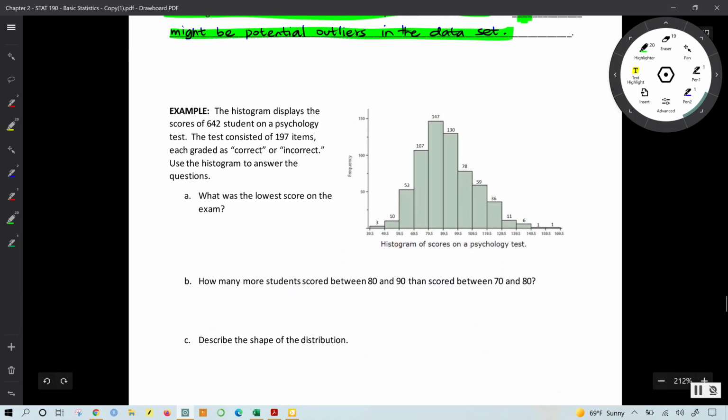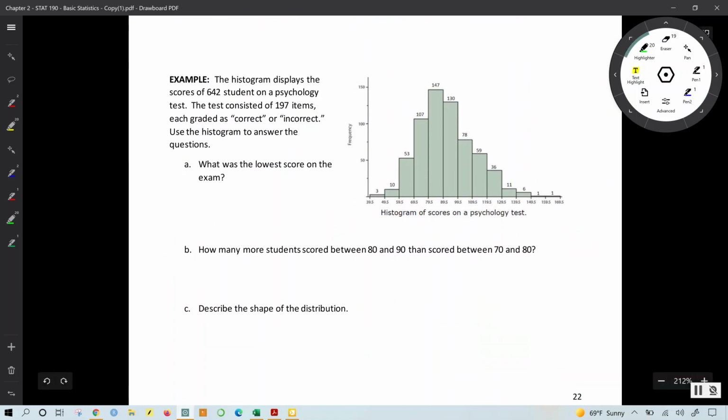Now, when it comes to interpreting or communicating your insights from a histogram, what are things that are acceptable and what things are not acceptable? To illustrate, let's take the following example. The histogram shows the scores of 642 students on a psychology test. The test consisted of 197 items, each graded as correct or incorrect. Use the histogram to answer the following questions.